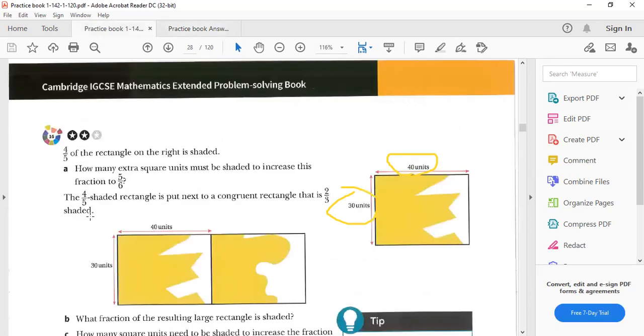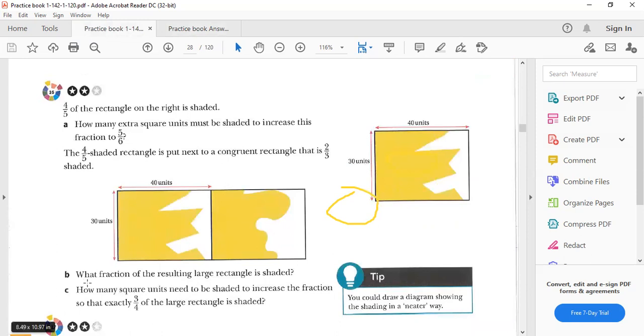Now, the 4 by 5 shaded rectangle is put next to a congruent copy of the rectangle with 2 by 3 shaded. So here we have 2 by 3 shaded. What fraction of the resulting large rectangle is shaded? This large rectangle is put next to the congruent rectangle of this one. This will be the same, but here it is 40, so it means it's 80, and this one is 30, so 80 multiplied by 30.